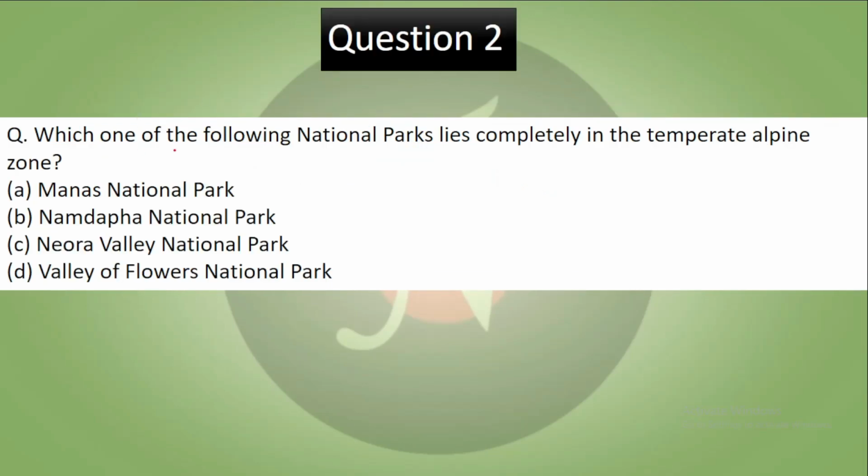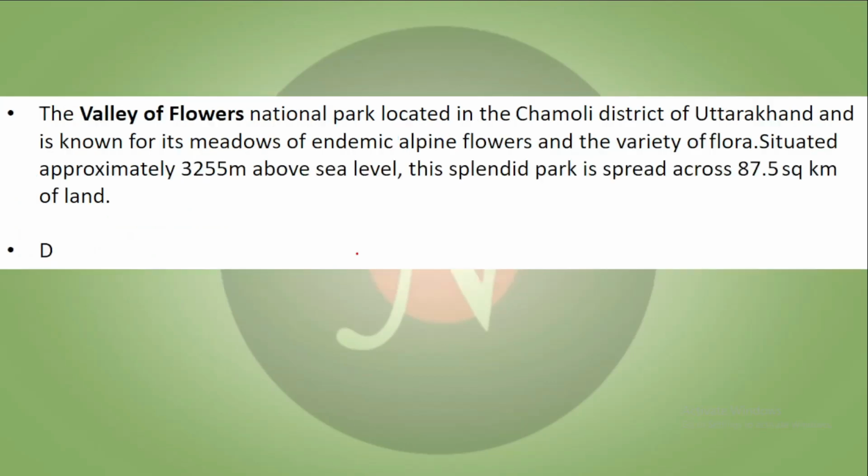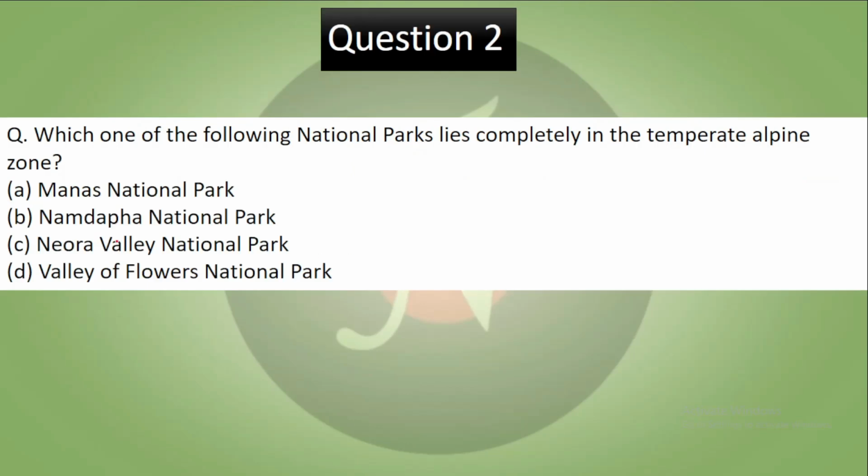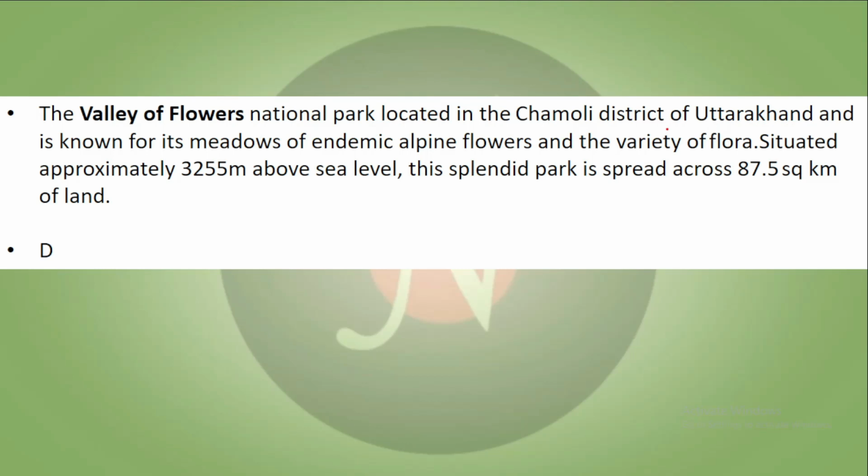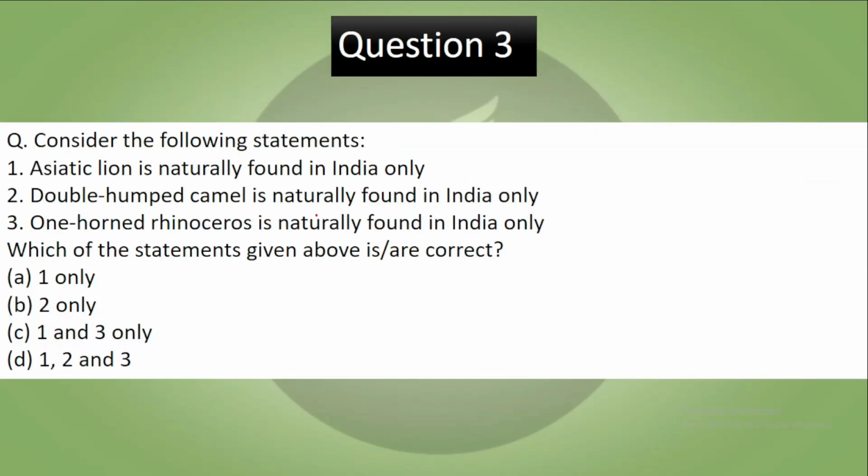Question second. Which one of the following national parks lies completely in the temperate alpine zone? Manas, Namdapha, Neora Valley, Valley of Flowers National Park. Pause the video, try to answer. Now let's see the answer. So the correct answer to this should be D, which is the Valley of Flowers. It is in Chamoli district of Uttarakhand, and it completely lies in the alpine area. It is approximately above 3 to 5 meters above the sea level.